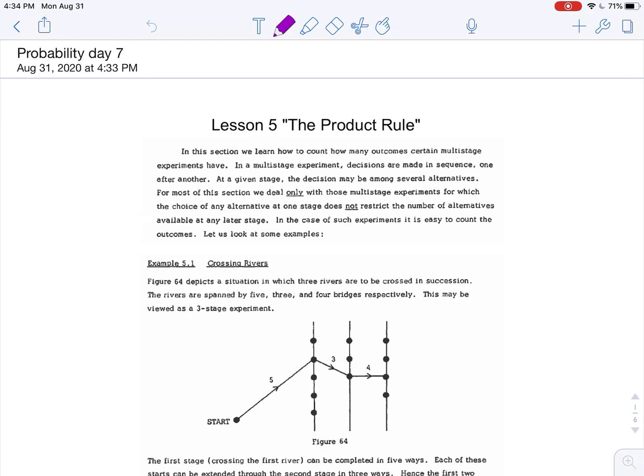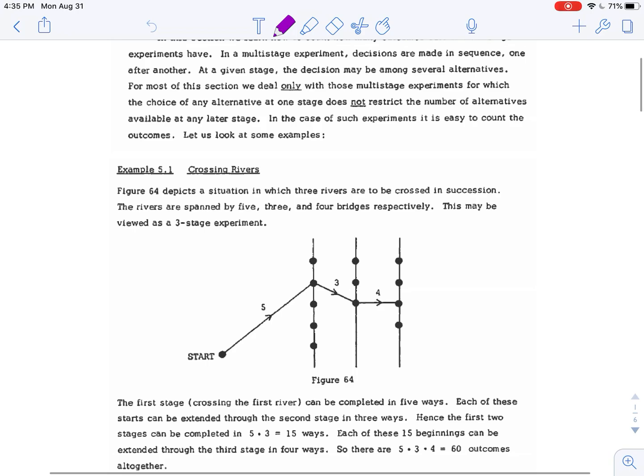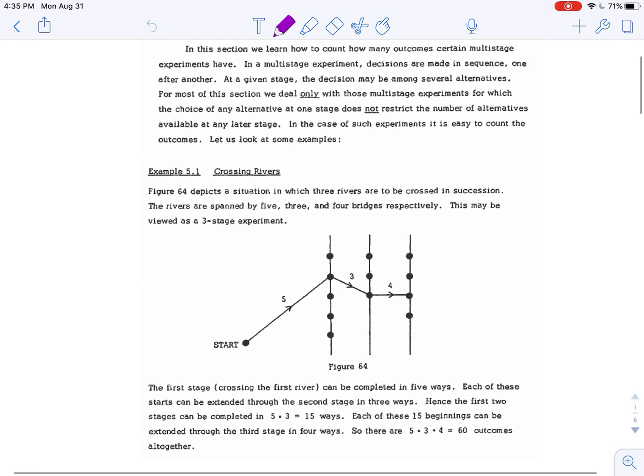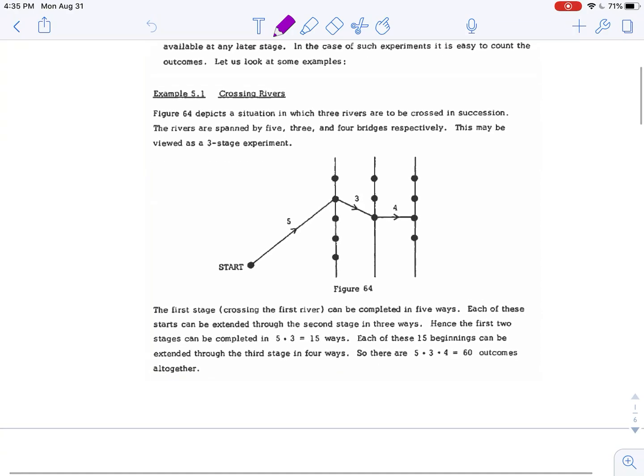Today we're going to continue our probability unit by talking about the product rule. The product rule is just simply a way to count the particular number of alternatives at each particular stage of an experiment, multiply them together, and voila, you've got the number of possible outcomes. And we're going to just deal with multi-stage experiments here where choice at any alternative does not restrict the number of alternatives at any later stage. That's going to make it relatively easy.